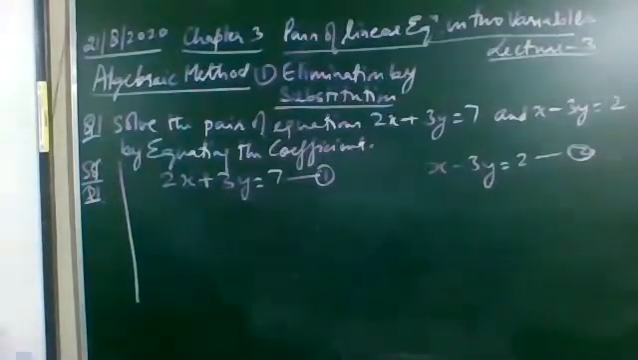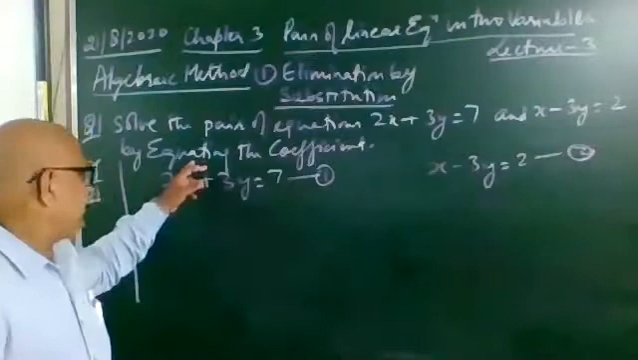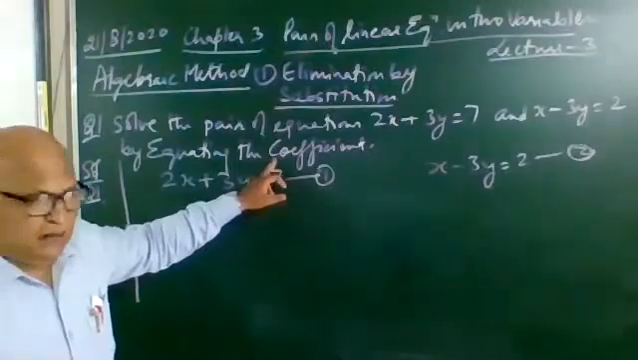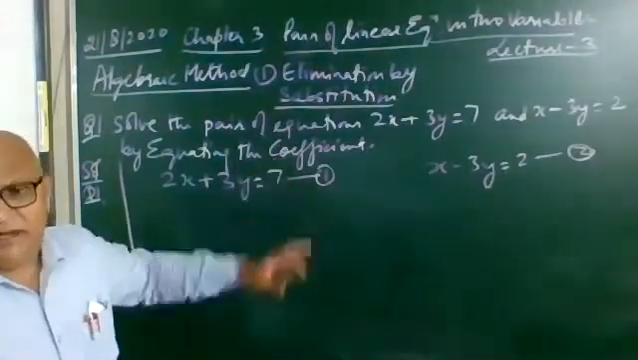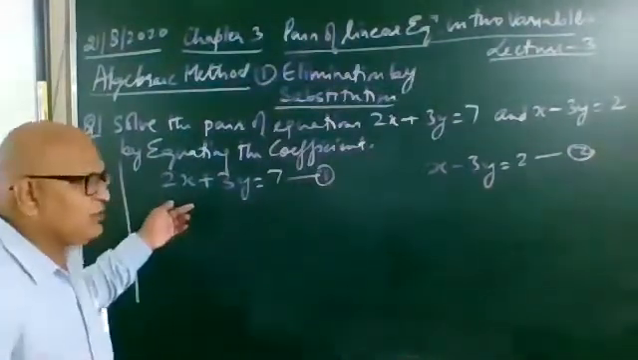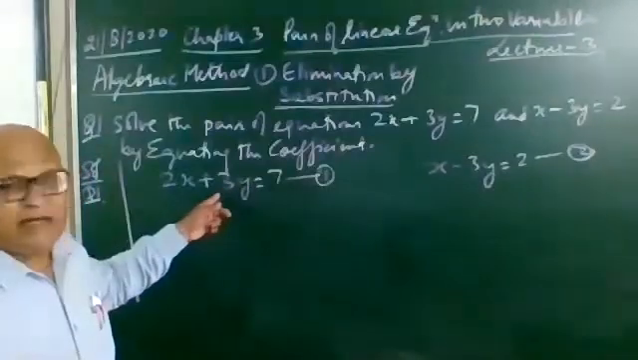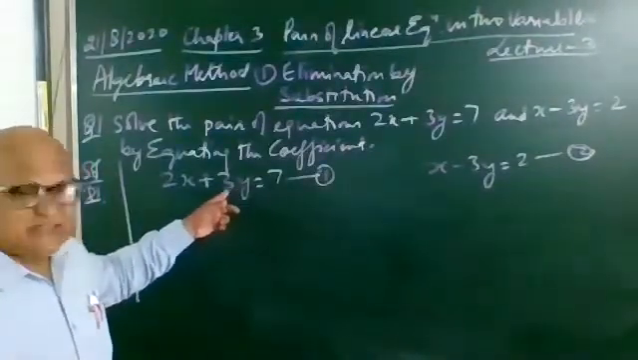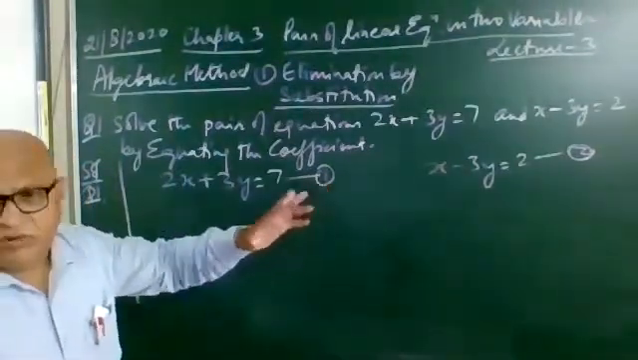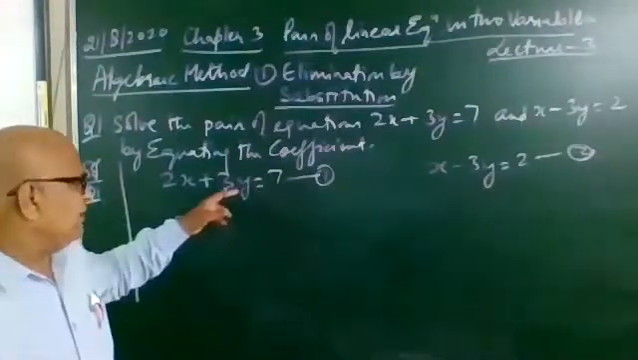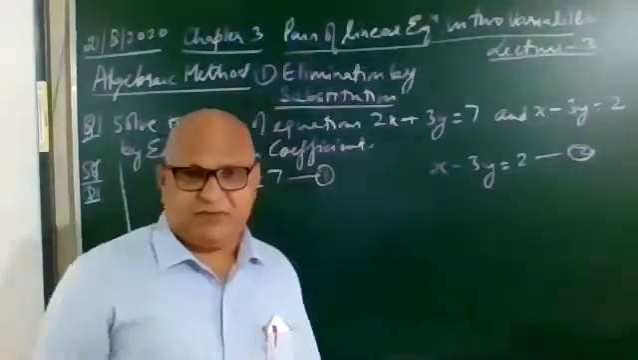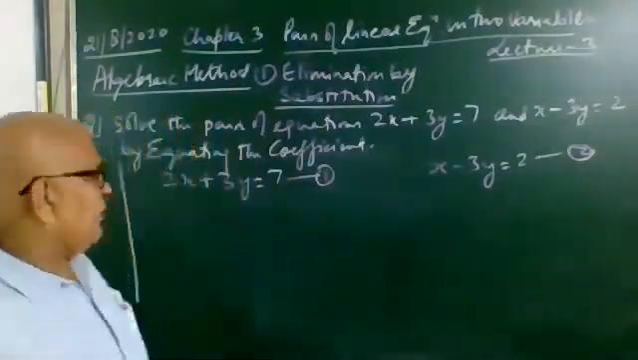So what you are doing here is equating the coefficient. You have to equate the x coefficient or the y coefficient. It depends on you what you want to equate. Sometimes when we are seeing the question, you see that the y coefficients are equal. Here the coefficient of y is 3 and there the coefficient of y is 3. Don't look at the sign, only look at the number. So no need to multiply. You can eliminate y. How to eliminate?